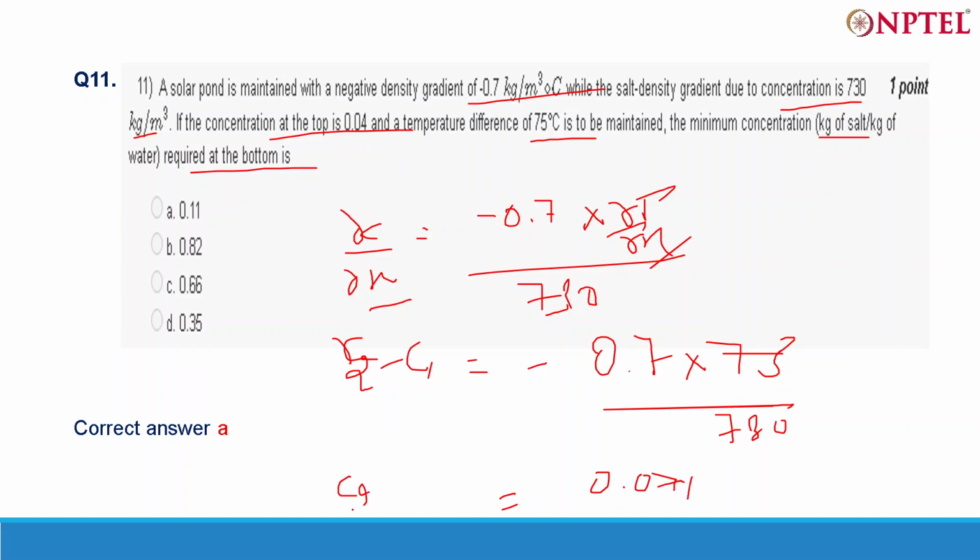So C2 minus C1. How much is C1? 0.04. So this comes out to be 0.071 plus 0.04. So this is equal to 0.111. Is this the correct answer? Answer A is the correct answer. Okay, so this is how it is solved actually. So similarly, you can solve every question.